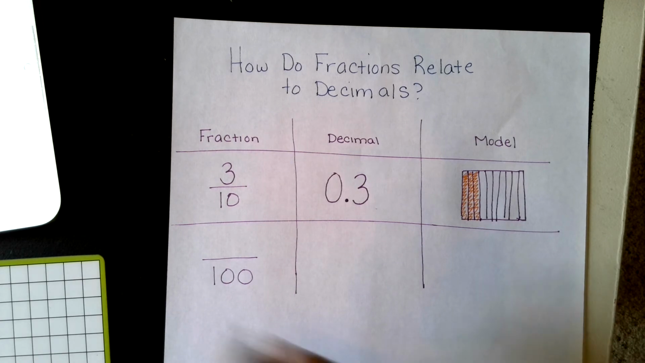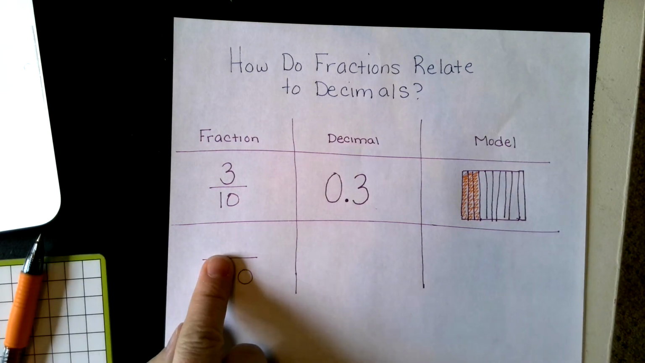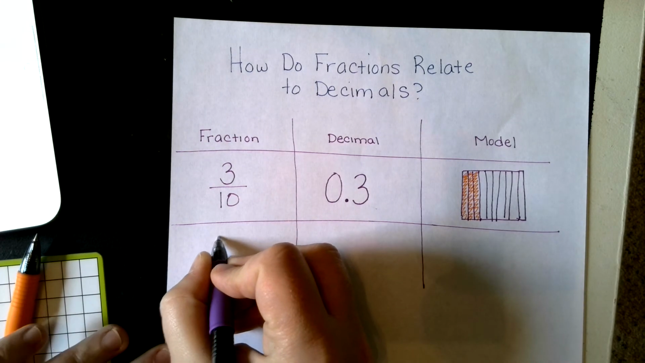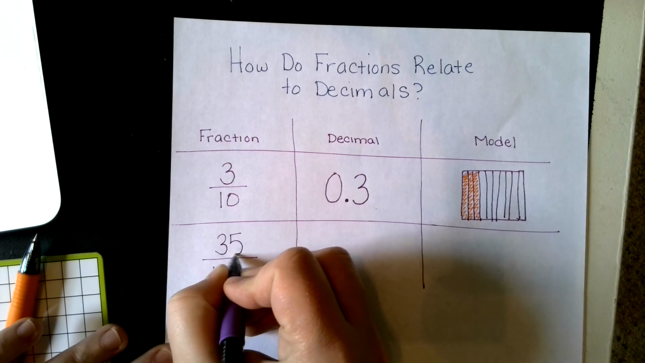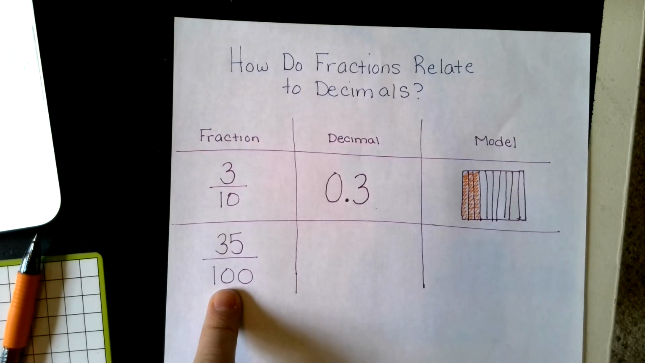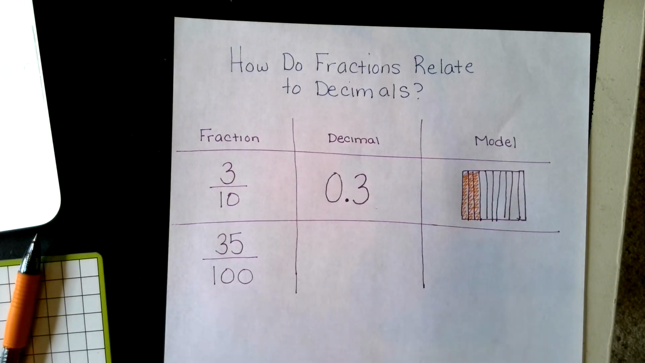So this time, our fraction, I'm going to do 35 hundredths. It's not tenths anymore because our denominator is not a 10. Our denominator is 100. So we're now talking about hundredths.